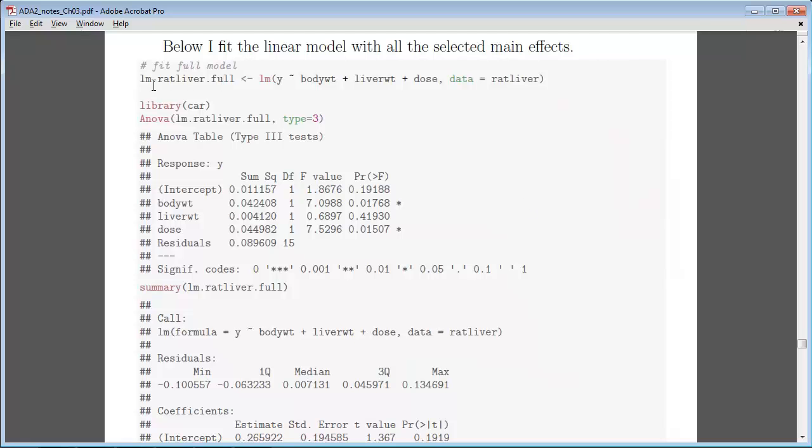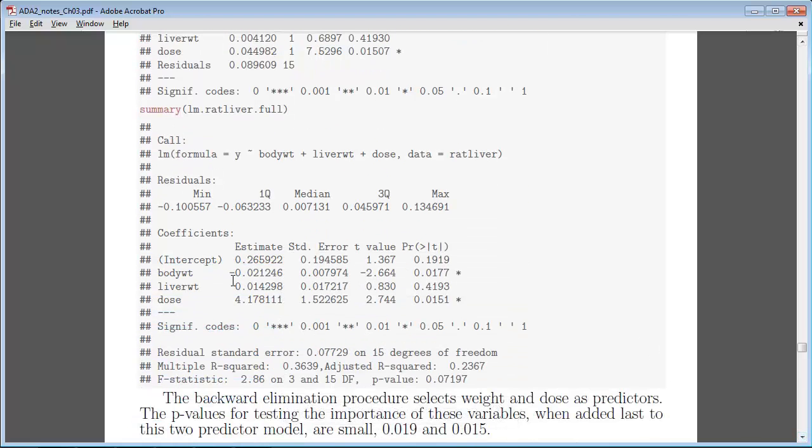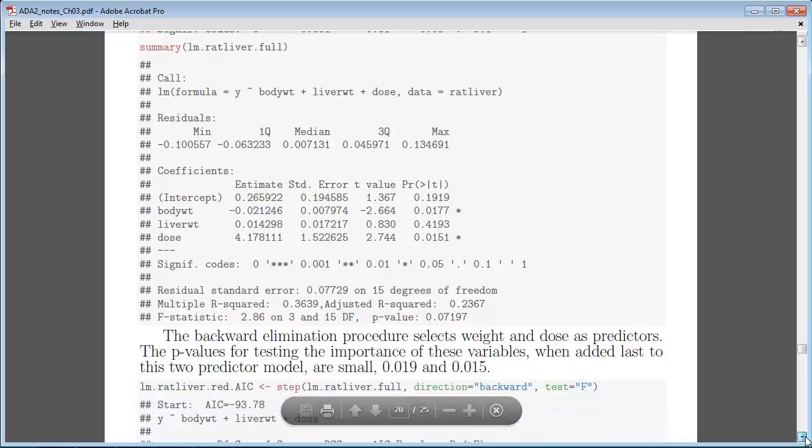Here is the full model as a linear model with the response variable relative to the other three. When we look at the summary, we see that body weight and dose are both significant when they're both in the model, though we suspect that individually they should not be because the correlations are very low. So there's some relationship there, though liver weight is not significant given that the other two are in the model.